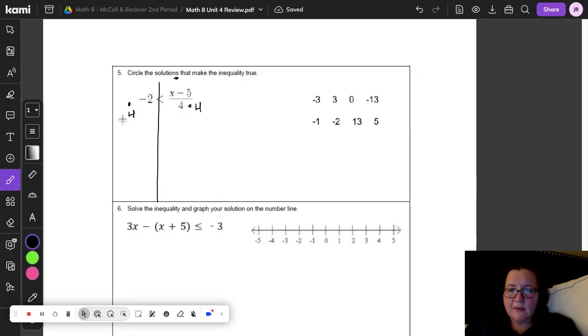Times 4. So you're going to do negative 2 times 4, which equals negative 8. It's less than, and we're going to keep the other side the same, x minus 5. Now it looks like we could do some addition, right? We have some addition and subtraction right here. In order to get rid of that minus 5, we're going to use the inverse operation, which is to add.